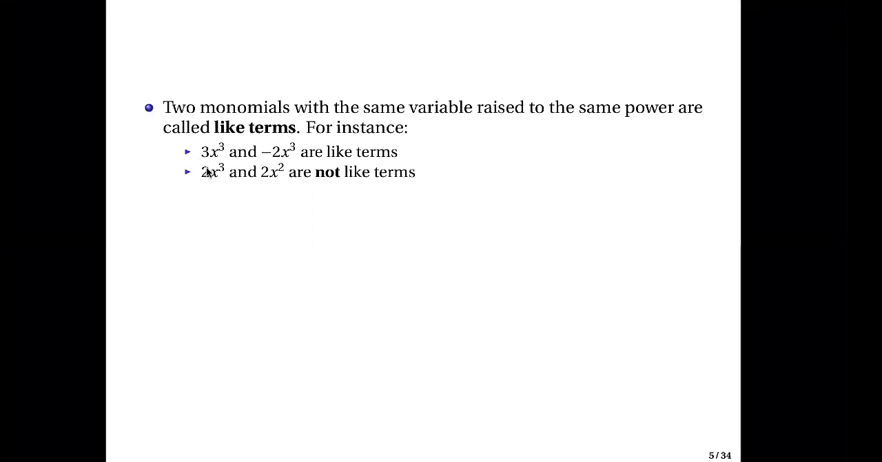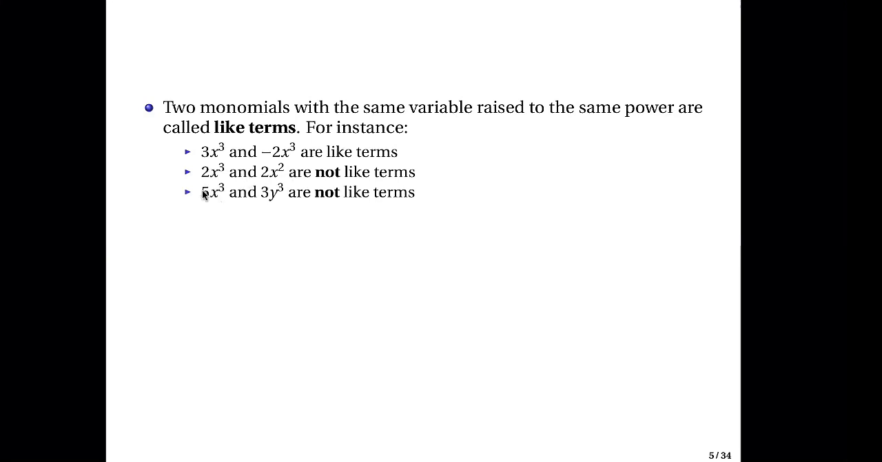However, if we have 2x cubed and then the other one is 2x squared, these two are not like terms, because even if they have the same variable, they don't have the same exponents. Okay? So like terms have the same variable raised to the same power. In this example, you have the same variable, but the powers are different.